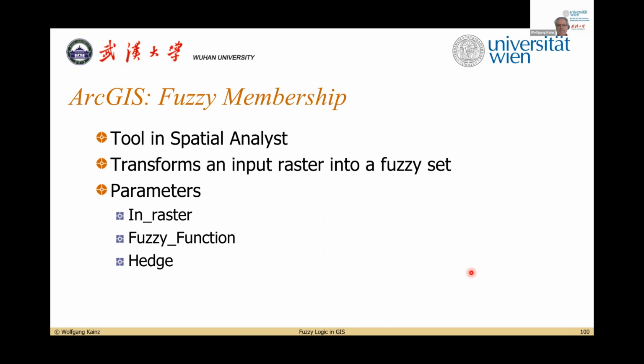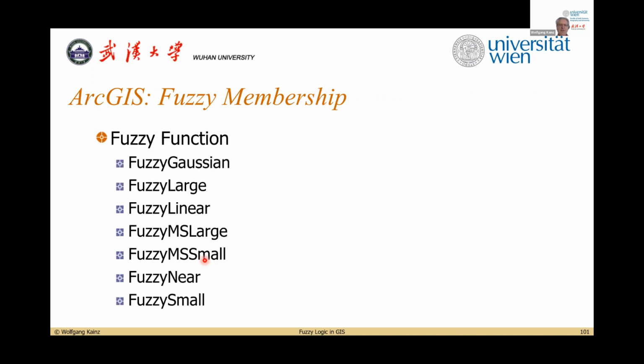They are membership values. And as I said, the basic parameters are the in raster, the fuzzy function, meaning what type of membership function you want to use, and if you want to apply some hedges. You remember hedges are those modifiers like very or somewhat and things like that, where we can modify the meaning of a value of a linguistic variable. Now, this is the basic thing how it works, and fuzzy membership functions available in ArcGIS, and again, same in ArcMap and in ArcGIS Pro, are the fuzzy Gaussian, the fuzzy large, the linear, so-called MS large and MS small, near, and small.